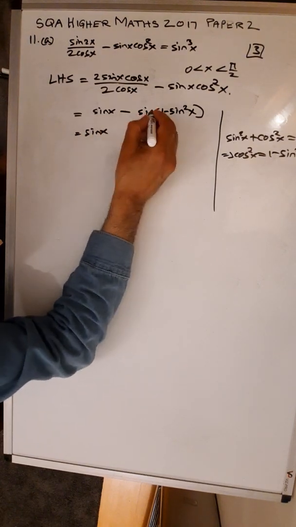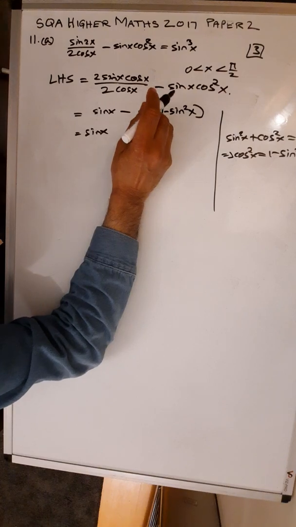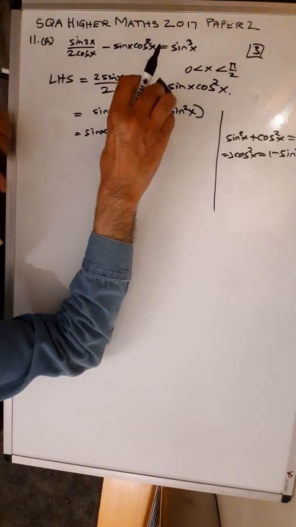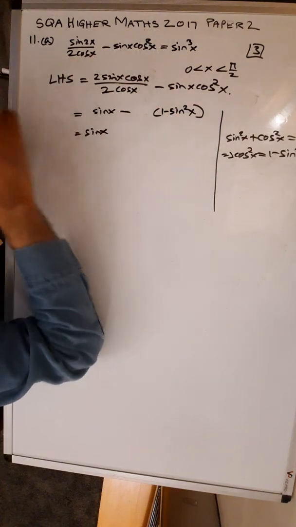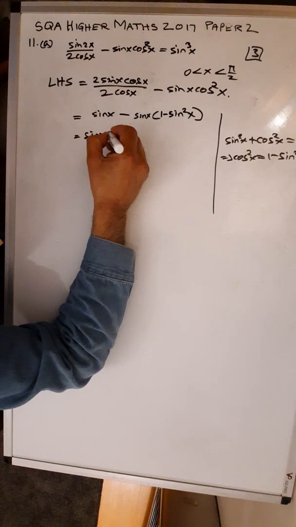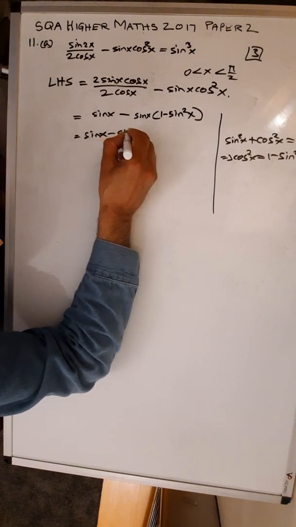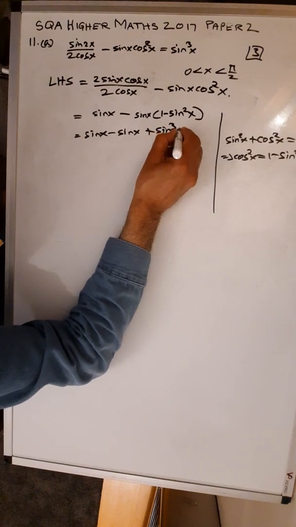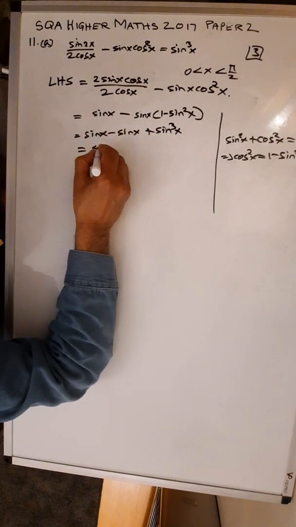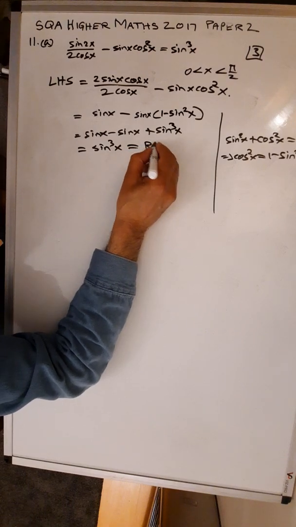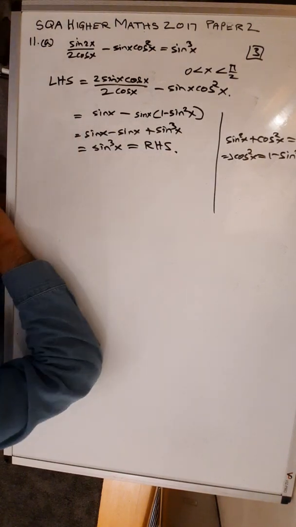So what you have there is sin x multiplied out. It should be sin x out here, not just sin x. So sin x minus sin x plus sin cubed x, which is equal to sin cubed x, which is equal to the right hand side. So that's it proved for 3 marks.